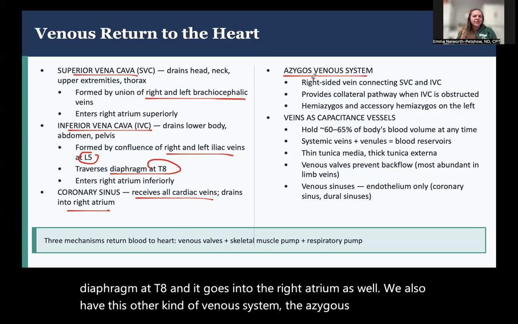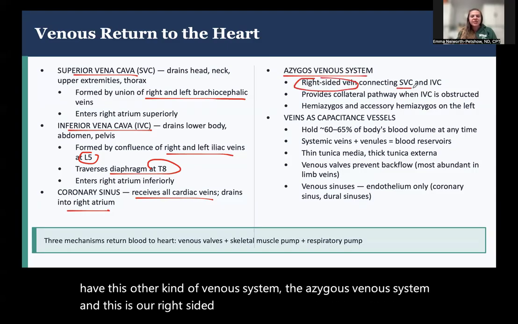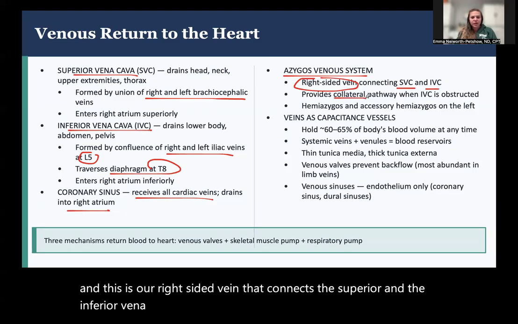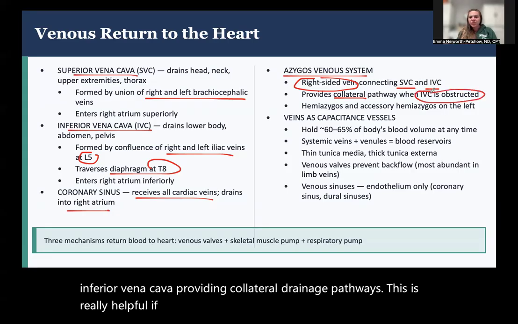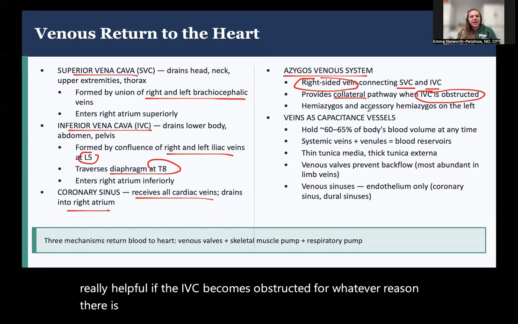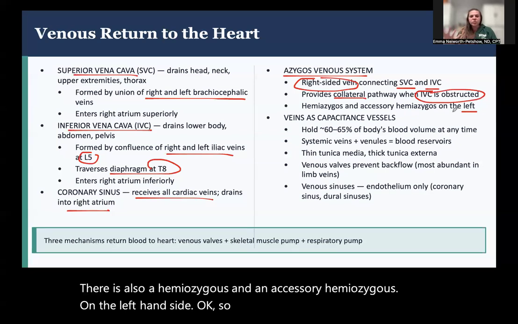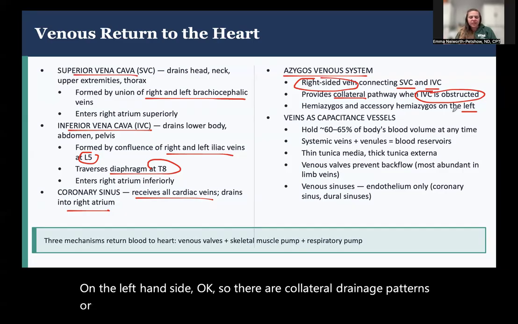And this is a right-sided vein that connects the superior and the inferior vena cava, providing collateral drainage pathways. This is really helpful if the IVC becomes obstructed for whatever reason. There's also a hemiazygous and an accessory hemiazygous on the left-hand side. Okay, so there are collateral drainage patterns or pathways available if these big vessels get clogged for whatever reason.